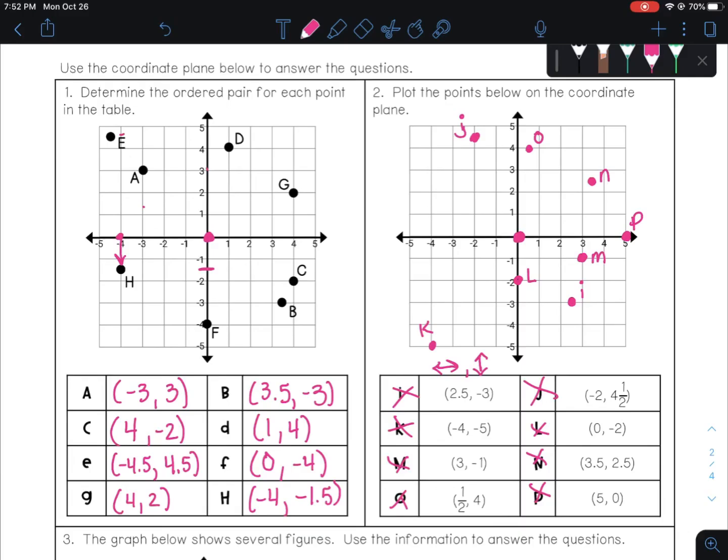Okay? And so that is plotting coordinates with negative numbers involved. So this is the full coordinate plane. You just have to remember that when you see a negative, that's going to tell you to go left or down versus positives, which tell you to go right or up. All right?